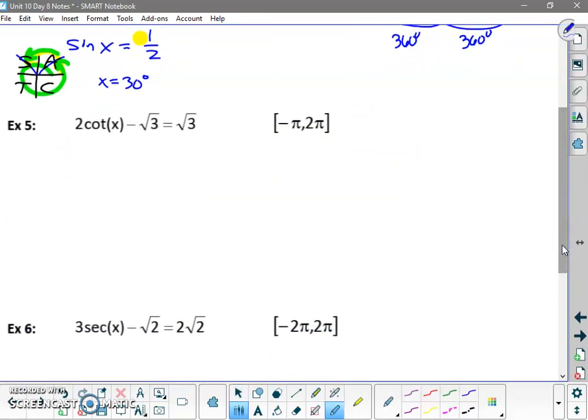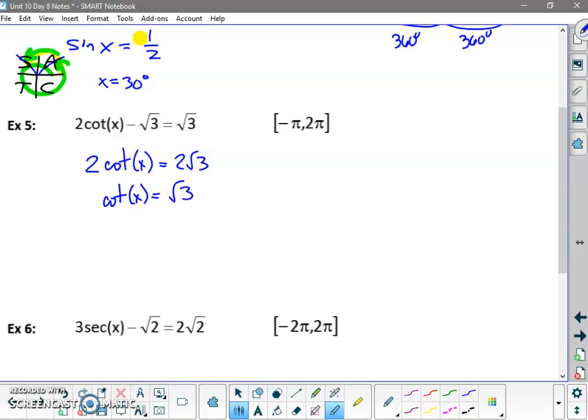So again, isolate the function. I'm going to add square root 3 to both sides. That's going to give me 2 cotangent x equals 2 square root 3. Then we'll divide by 2. That leaves me with cotangent x equals square root 3.